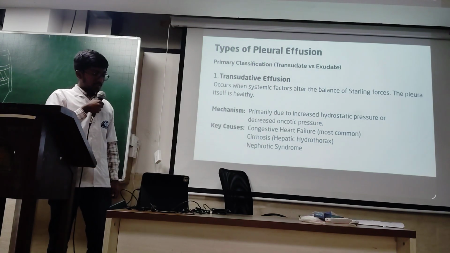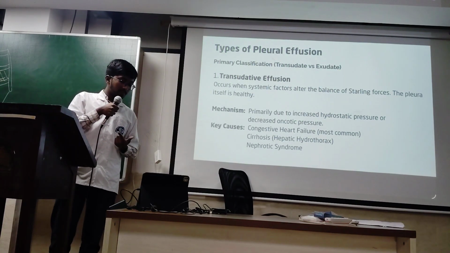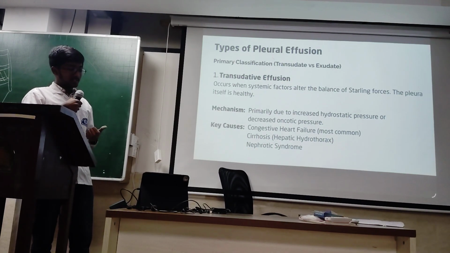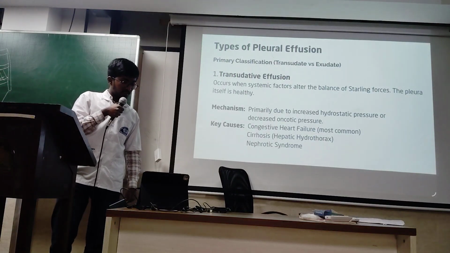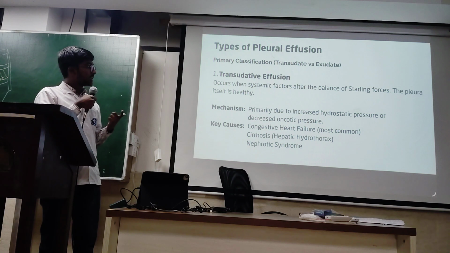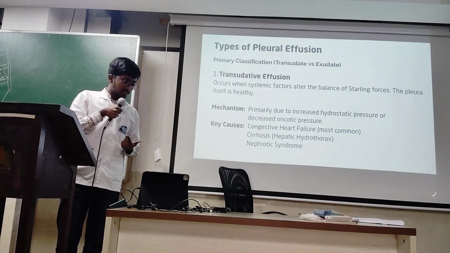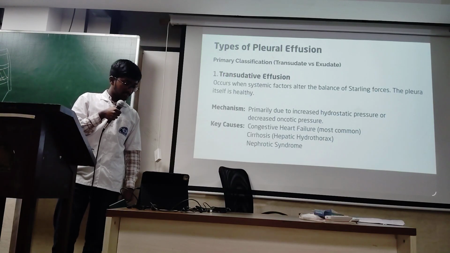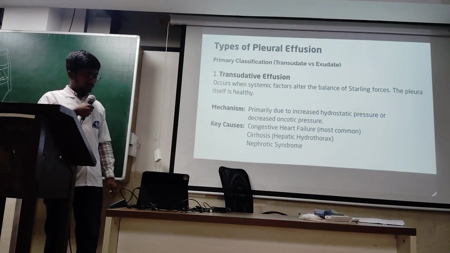So the pleural effusion is classified primarily and secondarily. Primary classification is mainly based on the mechanism through which the pleural effusion takes place. So primary classification is transudate and exudate. Transudative effusion is when the Starling forces are altered. Starling forces are basically the hydrostatic pressure and the oncotic pressure. So when they are altered, the transudative effusion takes place due to increased hydrostatic pressure or decreased oncotic pressure. It is caused in abnormalities like congestive heart failure, cirrhosis, and nephrotic syndrome.